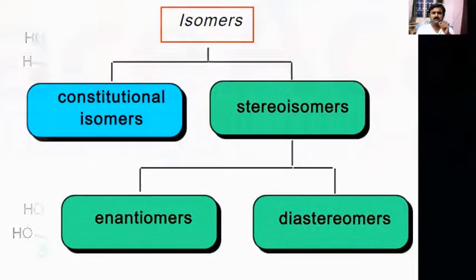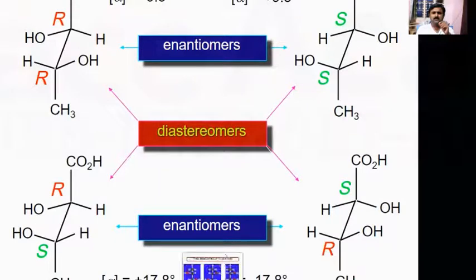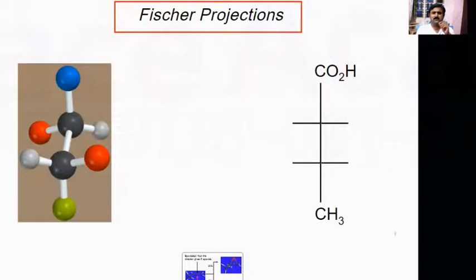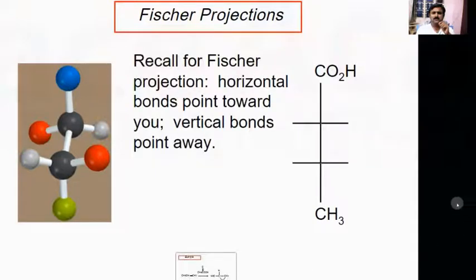Coming to the point, what are diastereomers? Here, these are diastereomers. Arrow mark shown. Observe here, Fischer projections, to understand the concept easily. Recall the Fischer projection.